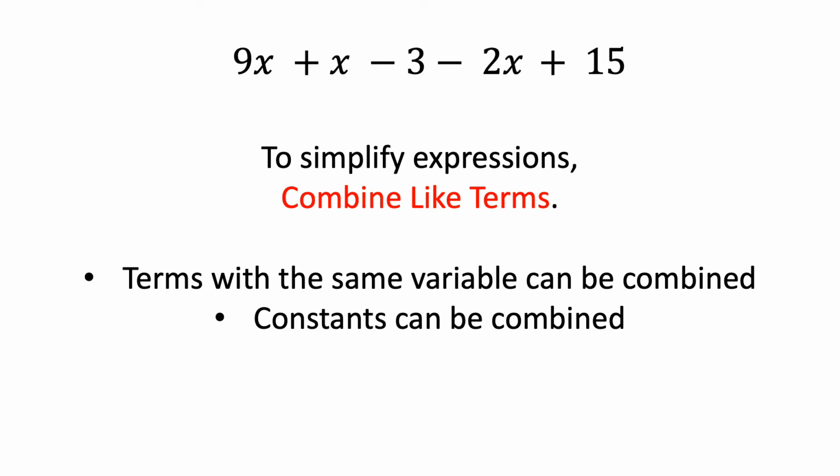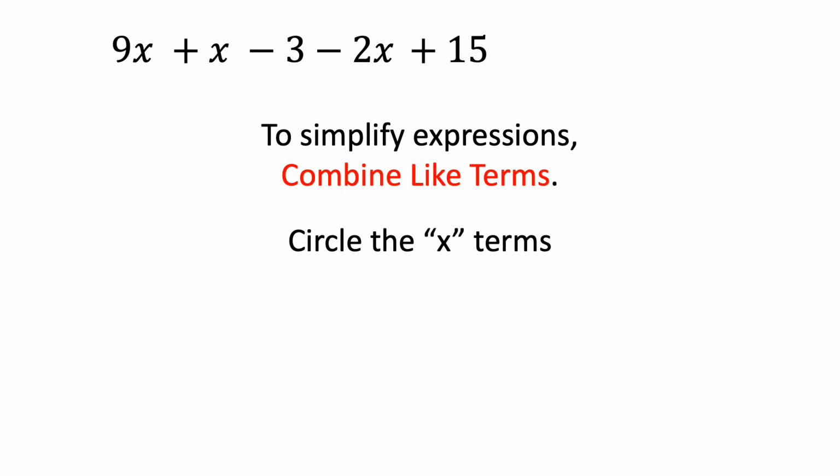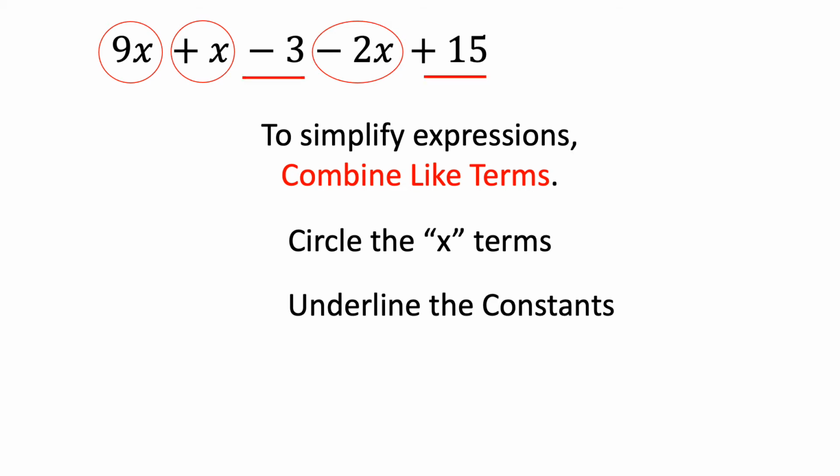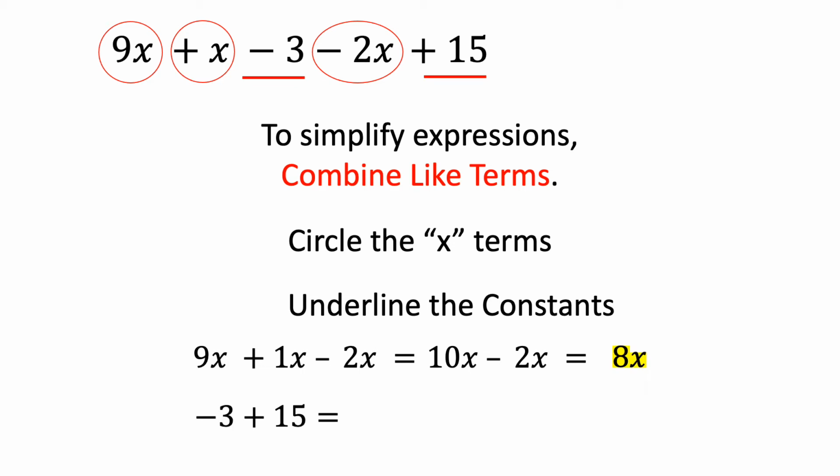To simplify expressions, we have to combine like terms. Terms with the same variable can be combined, and constants can be combined. Let's circle the x terms. In this expression, we have a 9x plus x and a minus 2x. If we underline the constants, we see a negative 3 and a positive 15. Combining the x terms, we get 10x minus 2x, or 8x. If we combine the constants, we get negative 3 plus 15, or 12. So this expression can be simplified by combining the x terms and combining the constants, and we get 8x plus 12.